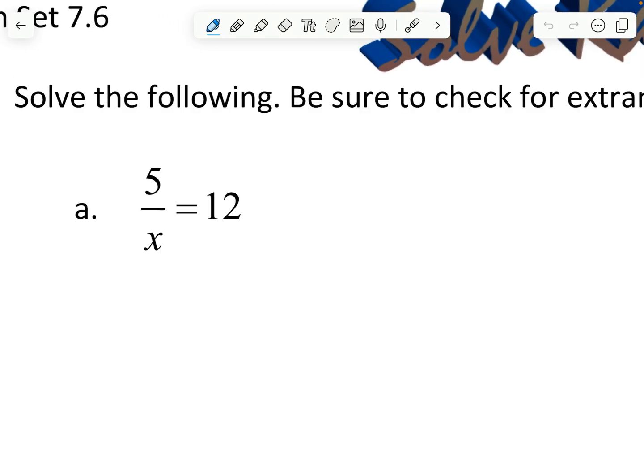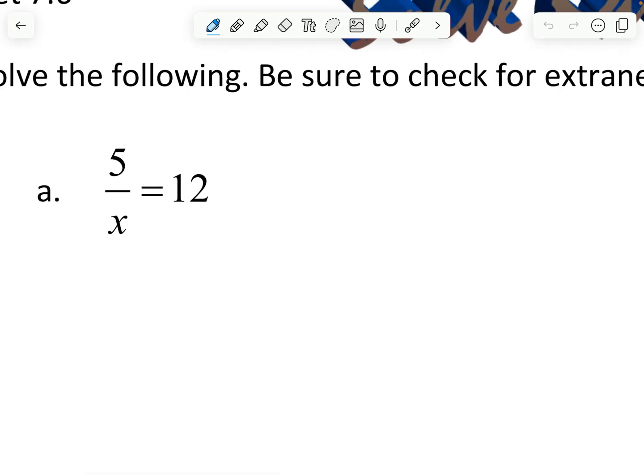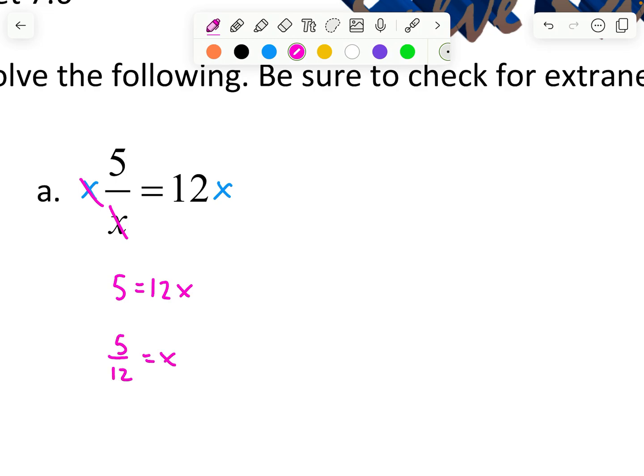Alright, as you probably should have heard in class by now, there's two ways to think about these problems. One is, since we're dividing by a variable, you can multiply by your denominator on both sides, just as if you were doing x over 3 equals 7, you'd multiply both sides by 3. Here we can multiply both sides by x, which will get the x's on the left side to cancel, like so. And then you just have 5 equals 12x. And then you can divide both sides by 12 and get 5/12 equals x.